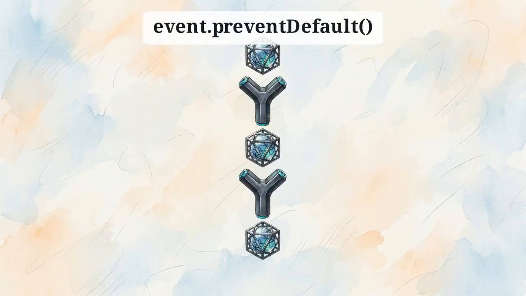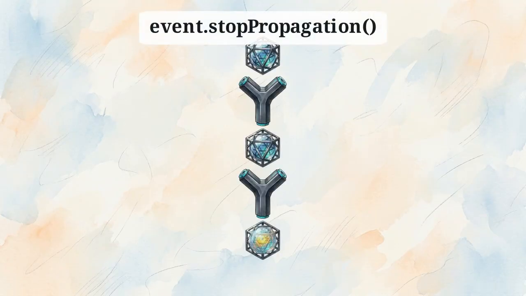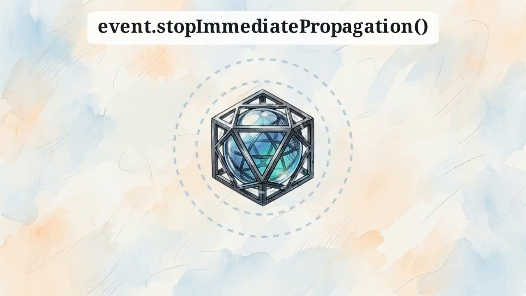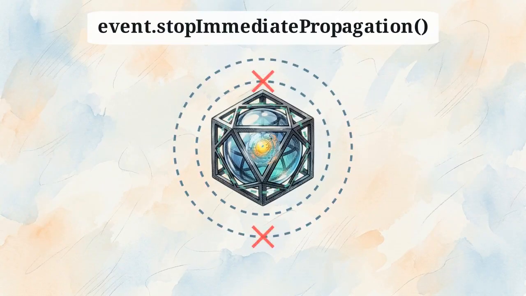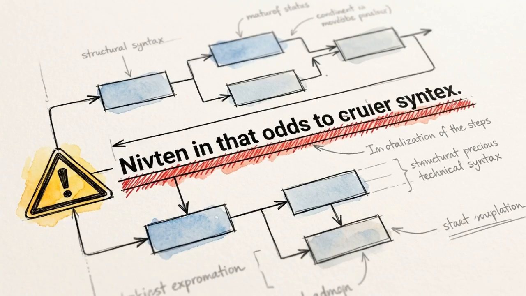First is event.preventDefault. This stops native behaviors, like a form submitting. Crucially, it does not stop the event object from bubbling up the tree. Second is event.stopPropagation. This command halts physical traversal entirely, shattering the event object in the capture or bubble phase. Third is event.stopImmediatePropagation. This stops the traversal up the tree, and it instantly deactivates any other sibling listeners attached to that exact same DOM element. Blindly calling stopPropagation is considered a significant code smell in modern single-page applications.